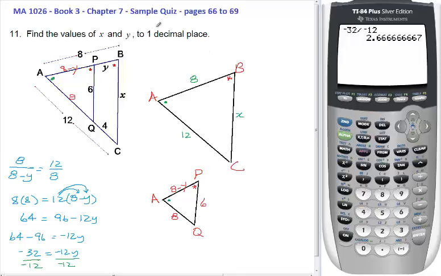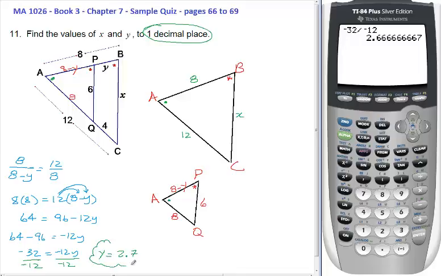Now again, remember, look at the instruction: 1 decimal place. So y here is 2.6 repeating, rounded off to 1 decimal place would be 2.7. So y is 2.7.